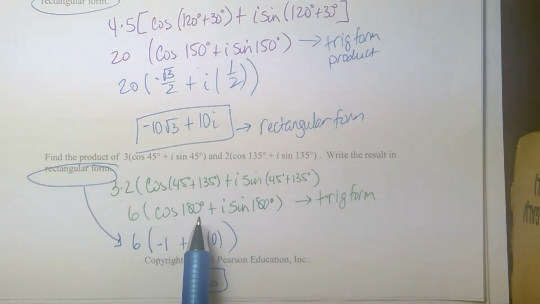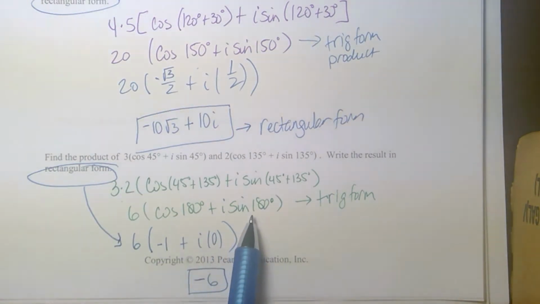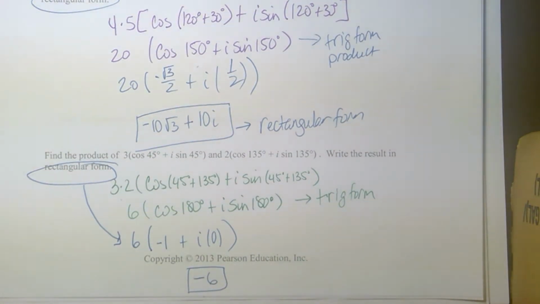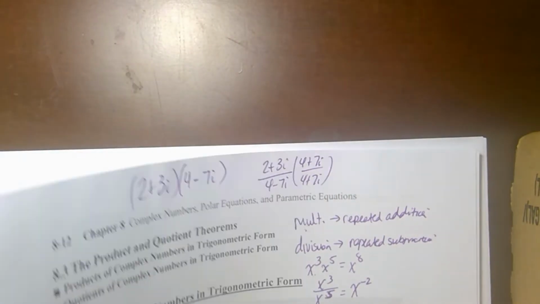Since you need to go to rectangular form, you take the cosine value at 180 and the sine value at 180, plug those in and simplify. Okay, let's look at the next page and talk about finding quotients of complex numbers in trig form.